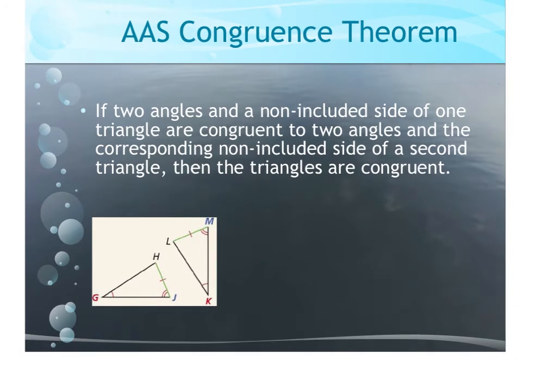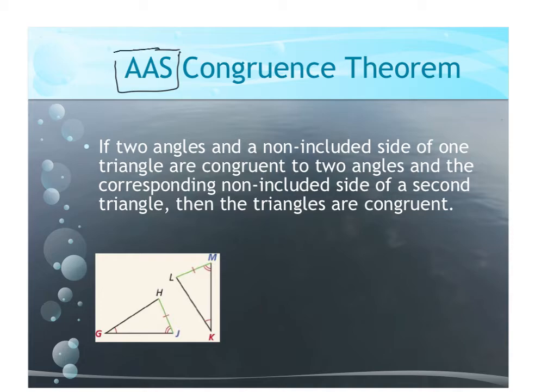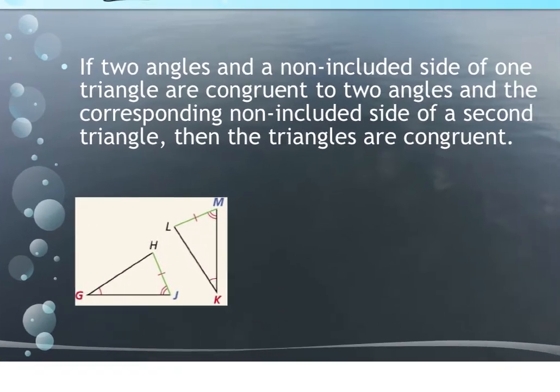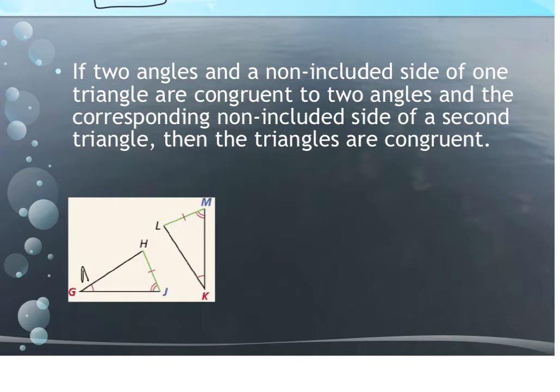And we can apply that same logic here, guys. AAS is angle, angle, side. So if we look at what we're given: an angle, and a side. See how the side is not in between the two angles? An angle, a side, and an angle. Angle, angle, side.